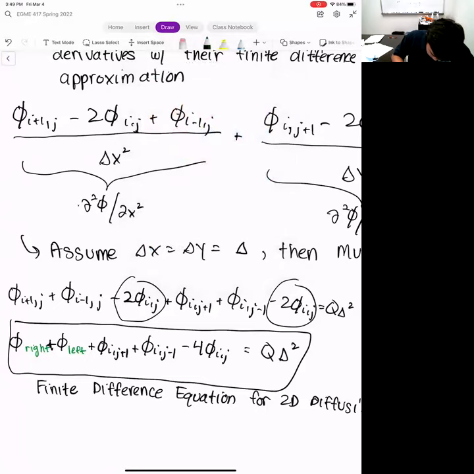I deleted the plus sign again. Okay, next we have phi i plus 1 comma j, or phi i j plus 1. So let me go ahead and delete this as well. And this one, if we're at j plus 1, that means we're above our chosen node, and so this will be phi up.